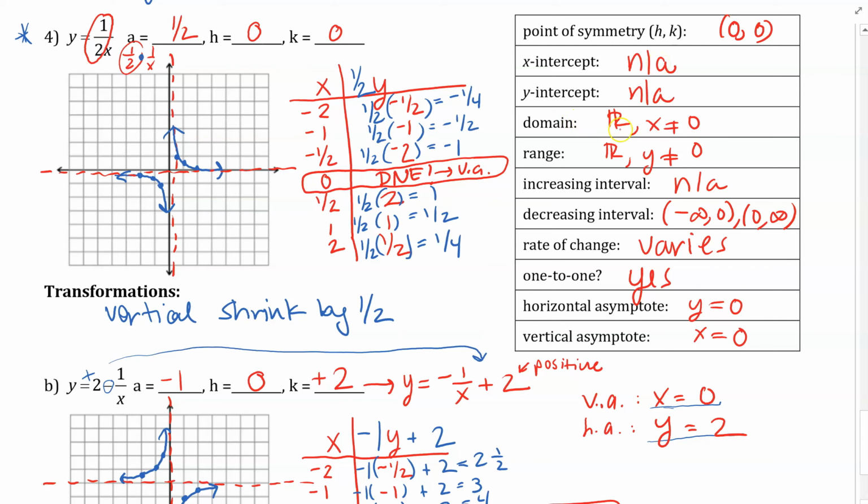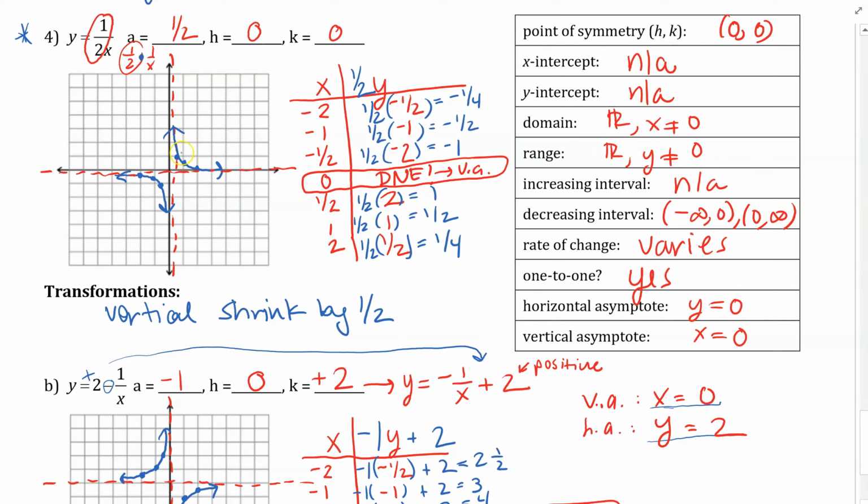The domain is all of the real numbers except where the vertical asymptote is, so that's at 0, and so x can't be 0. The range is all of the real numbers except where the horizontal asymptote is, which was also at 0, so y is never going to get to 0. It's going to get really close and want to be 0, but it'll never actually equal 0, so that value is left out of the range.